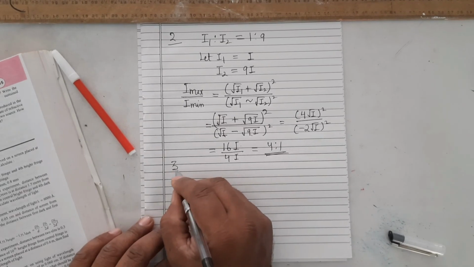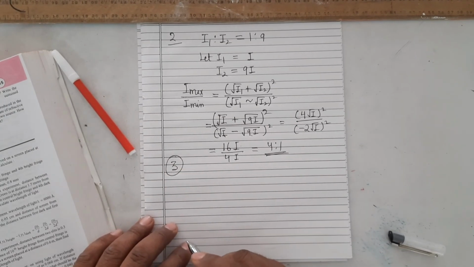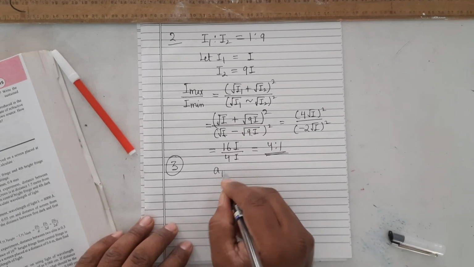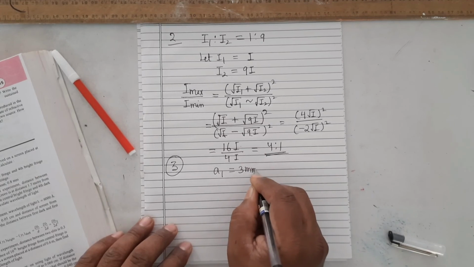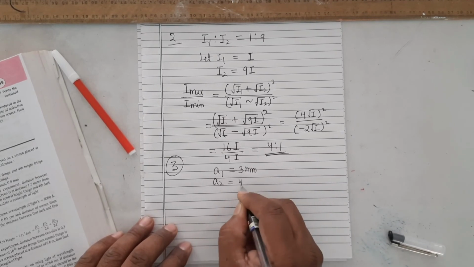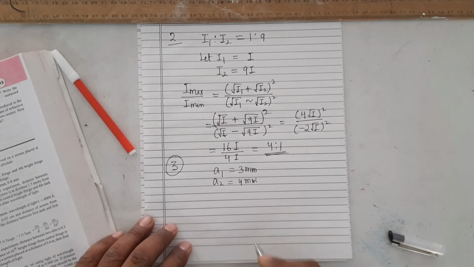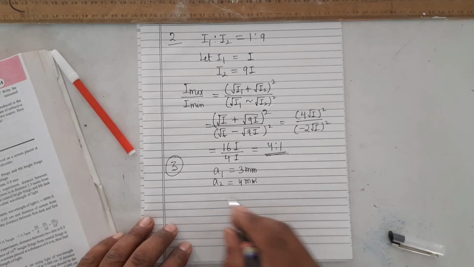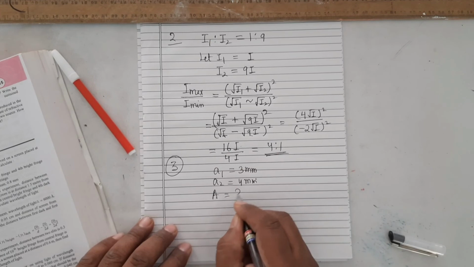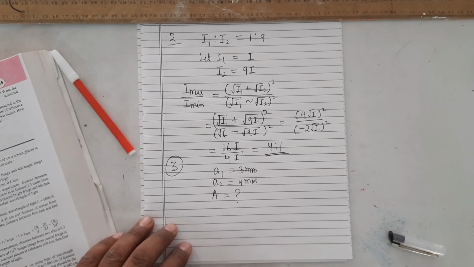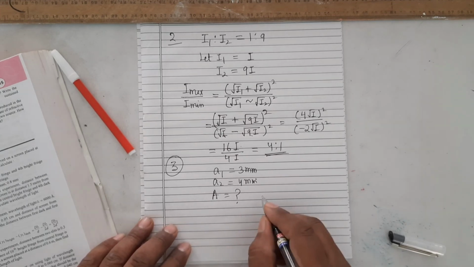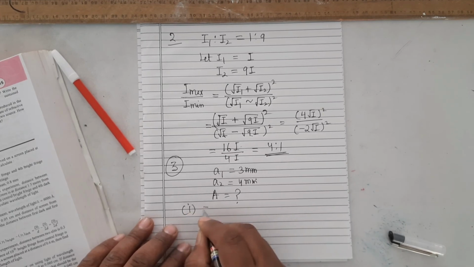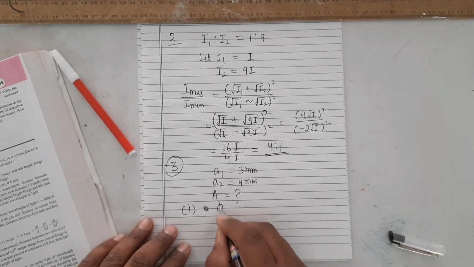Now see one more question. Two waves having vibrations amplitude 3 mm and 4 mm, that is A1 is given 3 mm and A2 is given 4 mm, are moving in the same medium. Find the resultant amplitude, that is capital A you have to find. The amplitude at those points where phase difference between the superposing waves is 0. Phase difference, first part, is 0.